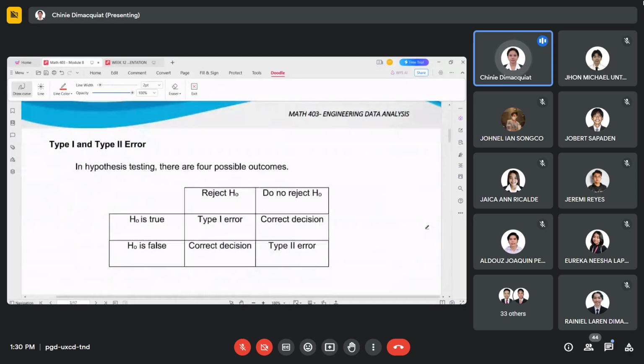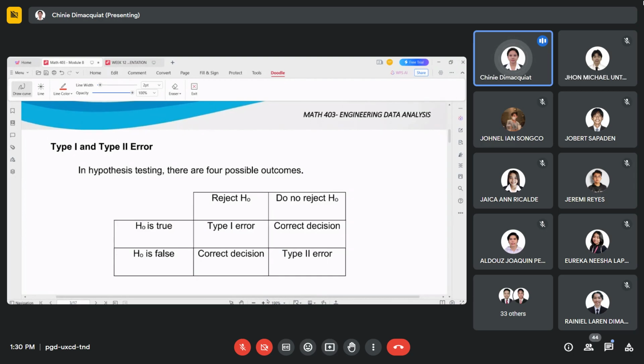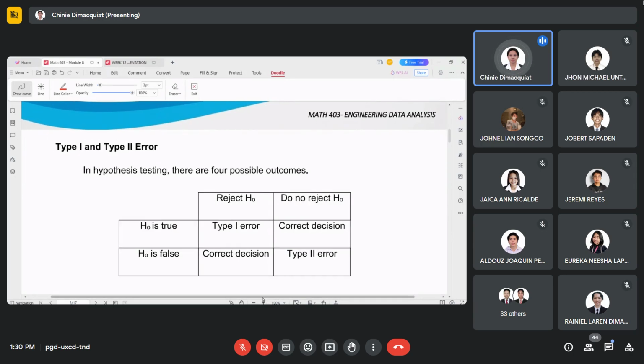So, type 1 and type 2 error. Dito kay hypothesis testing, meron tayong 4 na possible outcomes. Dahil nga tinitingnan natin kung true ba or kung tama ba yung ating null hypothesis or mali yung ating null hypothesis, then nagkakaroon din tayo dito ng decision dahil nga siya ay parte ni inferential statistics.